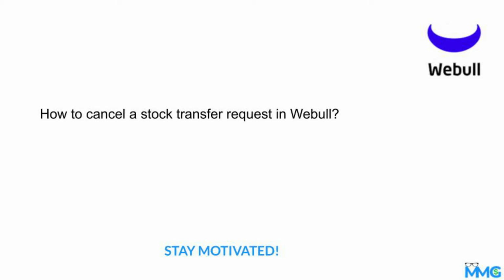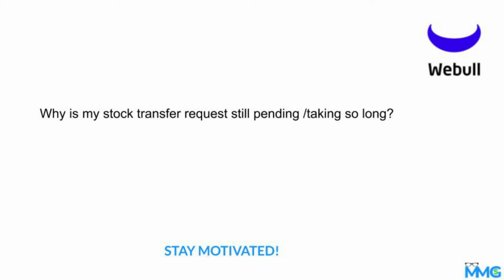Next question. How can you cancel a stock transfer request in WeBull? Let's say you put in your request, then you change your mind, like, oh, I don't really want to do this. You have about 30 minutes from the time you submit your request to cancel it. After 30 minutes, once WeBull starts reviewing and processing your request, you cannot cancel it. Unless, if you get lucky, your request gets rejected, and then that obviously leads to a cancellation. Otherwise, after 30 minutes, there's nothing you can do. The request is gone.